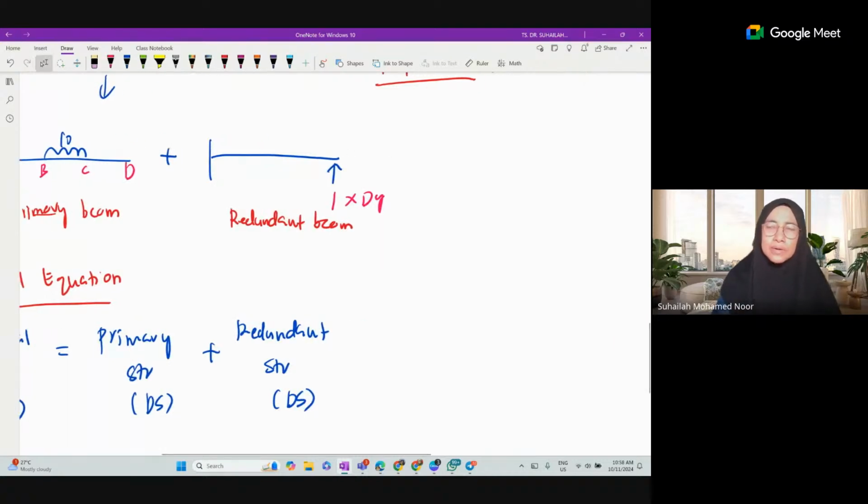So the redundant beam, because dy is unknown, when we cannot analyze the structure subjected to dy, we have to change to 1 times dy. So in the analysis later on, we do not analyze the redundant beam subjected to dy, but we will analyze the redundant beam subjected to a unit value of dy. A unit value of dy.